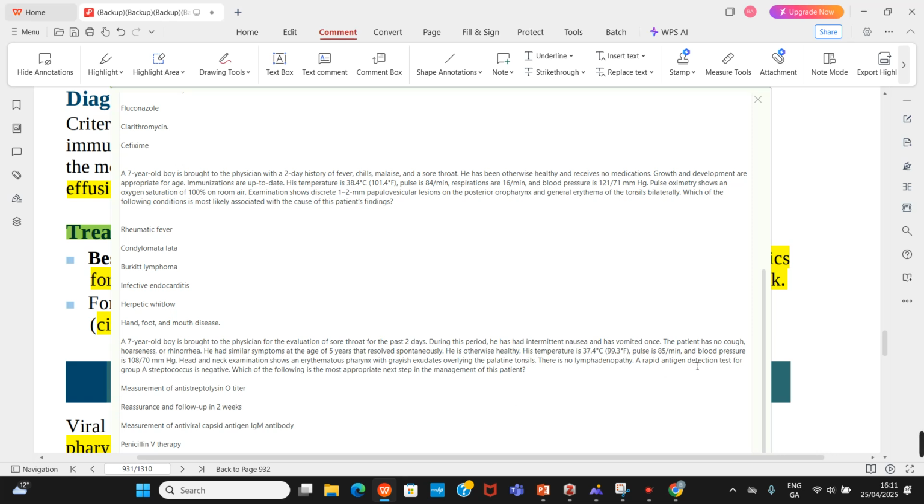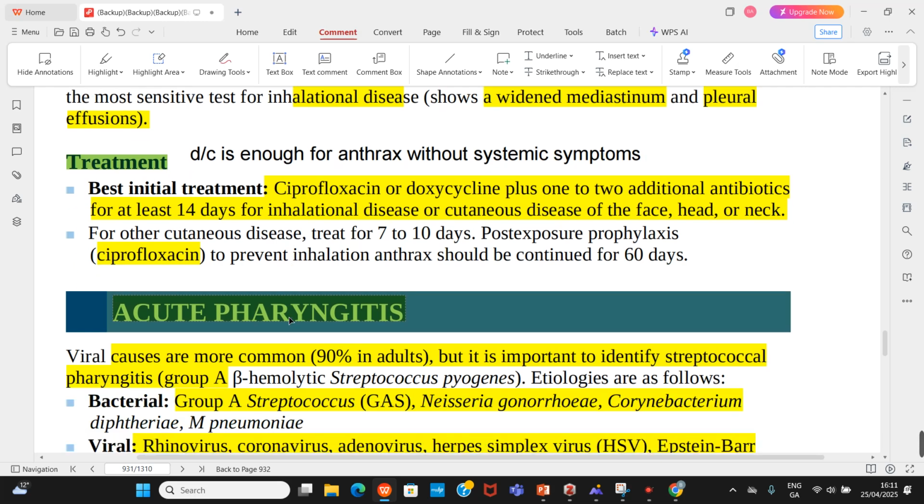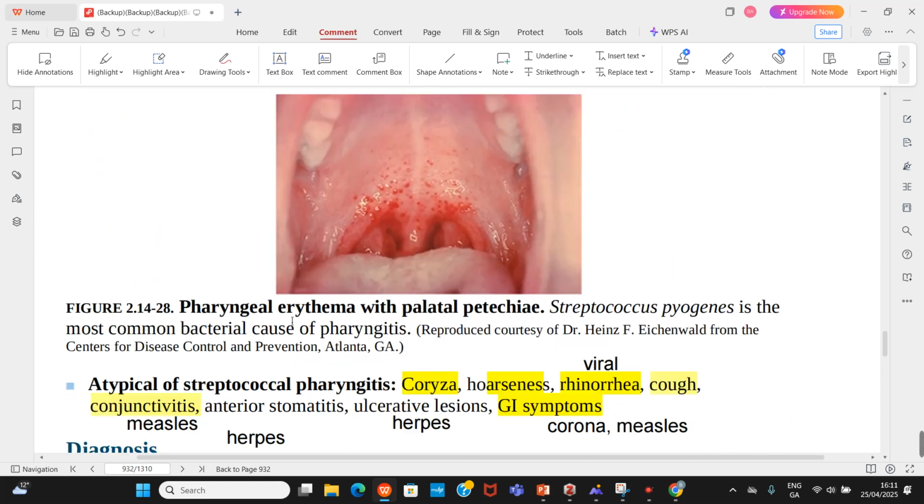So they did a rapid antigen test for this person and it is negative. So what else are we supposed to do ideally? Throat culture. Very simple. You are already setting the question for yourself, you already know the way to think. Ideally, we are just looking for throat culture, but it's not here. So just assume that they want to take our mind off it. Then we can pick reassurance and follow up. So the question can come in different ways. So that is that.